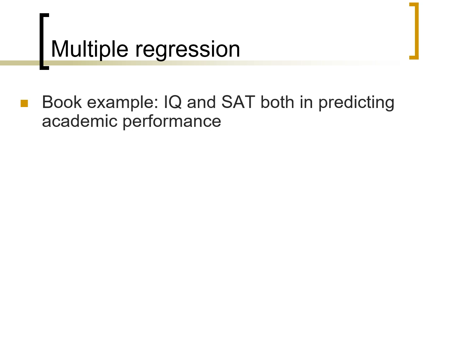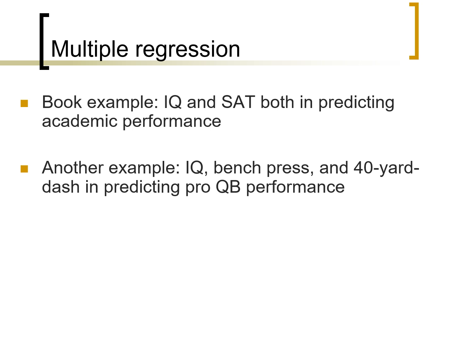So as we start to wrap up, a previous book example would be IQ and SAT in predicting academic performance. So again, we have 2 continuous predictor variables, and then we have our continuous outcome variable, academic performance, usually GPA or the prestige of the college that you get admitted to, for example. We can think of a sports example too, IQ plus bench press plus 40-yard dash time in predicting professional quarterback performance.